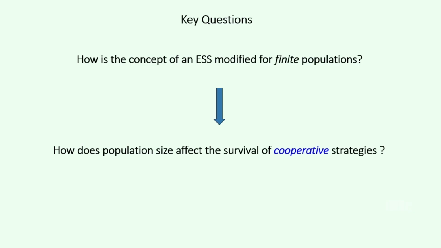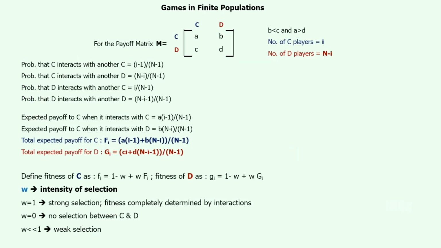I talked yesterday about the fact that in finite populations, even deleterious mutants can get fixed, right? And so how do we extend the concept of ESS to finite populations? And how does population size affect the survival of cooperative strategies? So this brings us to this topic of games in finite populations. So what we have is a game which is given by this kind of payoff matrix. It's the most general kind of payoff matrix.